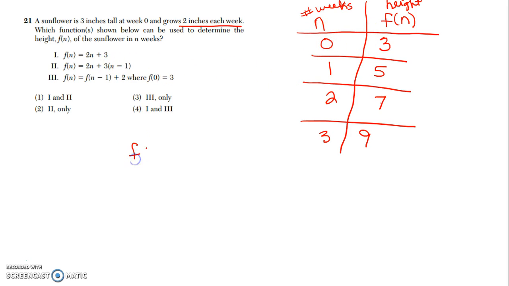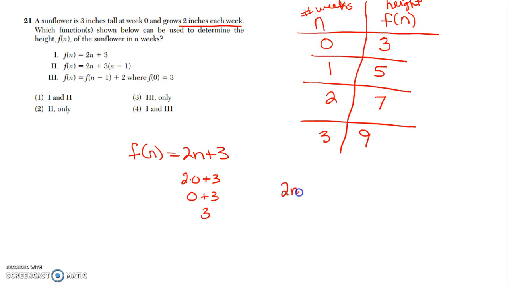So let's take a look at the first one. f of n equals 2n plus 3. Well, let's test it out. If I plugged any one of these numbers in place of n, multiplied by 2 and added 3, would I come up with this value? So let's try n equals 0. 2 times 0 plus 3. 2 times 0 is 0 plus 3 is 3. All right, when I plugged in a 0, I got out a 3. I feel good about that.